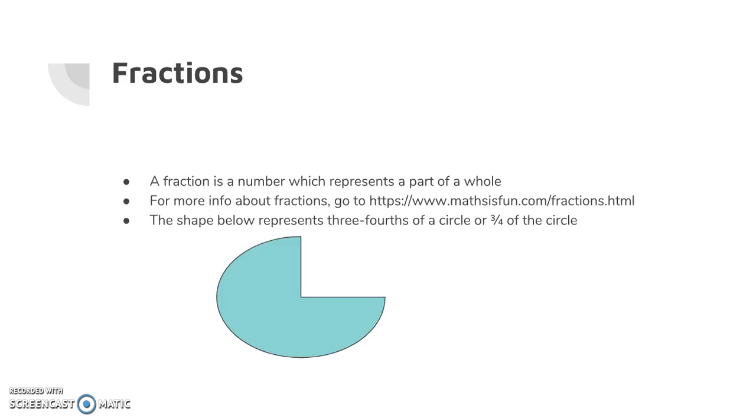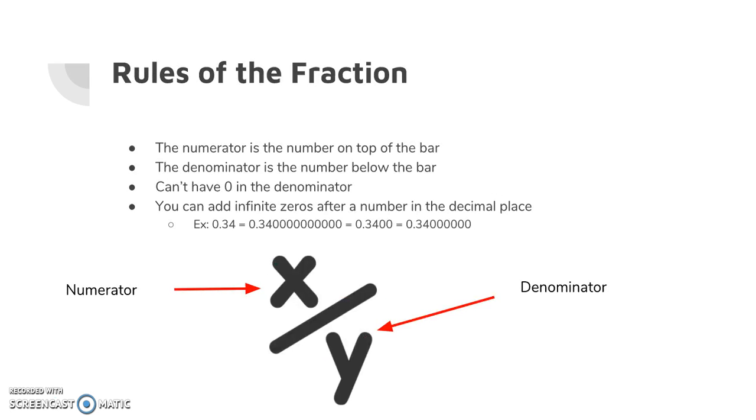Fractions. Fractions are numbers which represent a part of a whole. For more information, as seen below, go to this website. The shape below represents 3/4 of a circle, or 3/4 as a fraction. The rules of a fraction. The numerator is the number on top of the bar, as seen in the picture below, and the denominator is the number below the bar, as seen in the picture below.